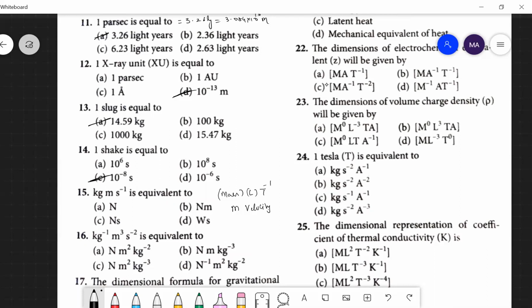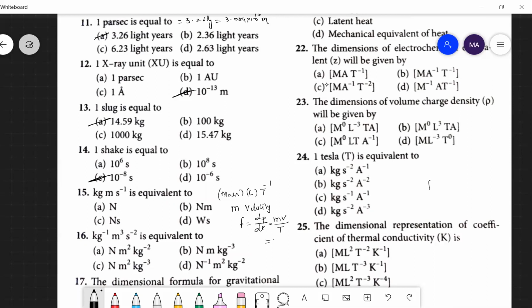Kg meter second inverse is mass into velocity, which is momentum. F is equal to the rate of change of momentum, so I can write it as force. If I'm using F equals dp by dt, dp is nothing but mass into velocity, and the time is t.